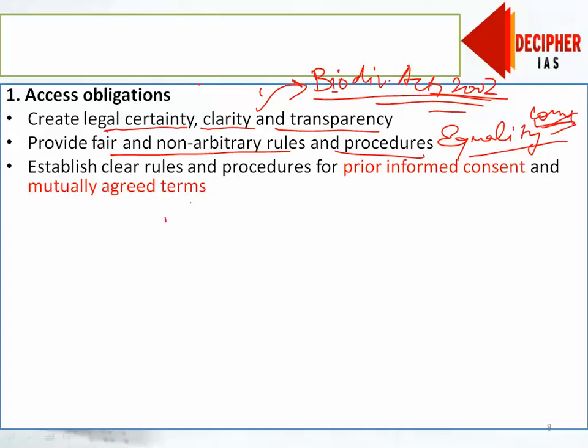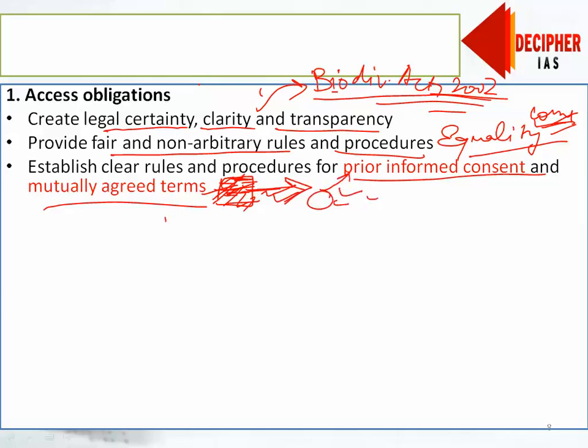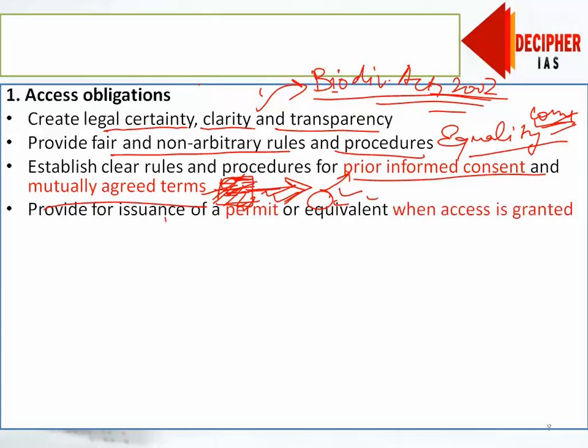Then establish clear rules and procedures for prior informed consent and mutually agreed terms. That is, the contract should be signed before the use. There should not be negotiations continuing while resources are being used. Only after finalization of the contract and prior informed consent of the local people should the resources be used. Fourth one is that a permit should be given when the access is granted.